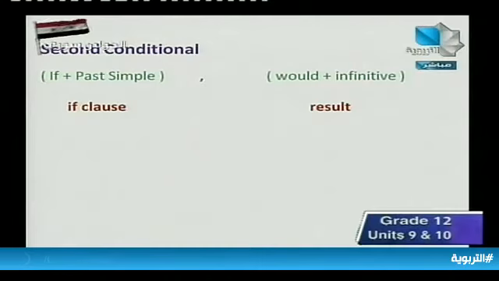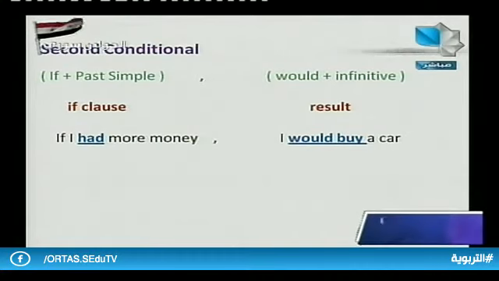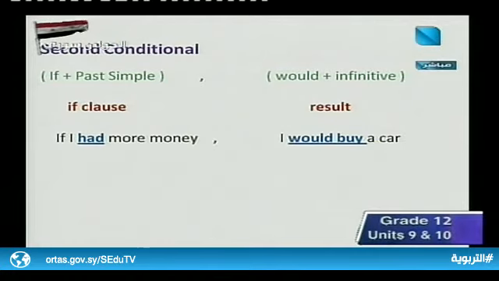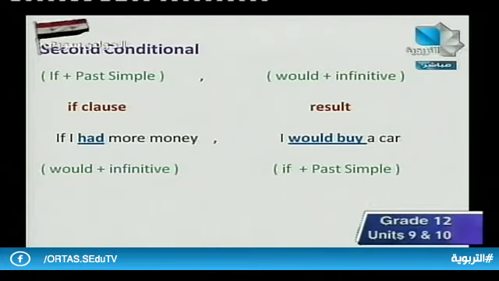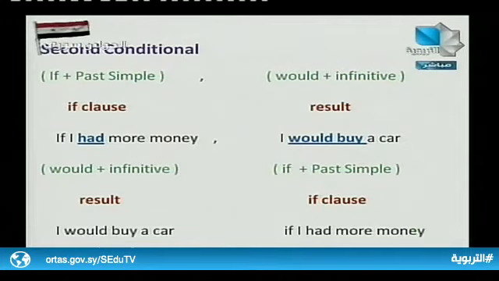Now, what about the second conditional? The form is if plus simple past in the if clause, and the result is would plus the infinitive. Example: if I had more money, I would buy a car. "If I had more money" is simple past, and "I would buy a car" is would plus infinitive. We can also reverse them: I would buy a car if I had more money. Both are correct.